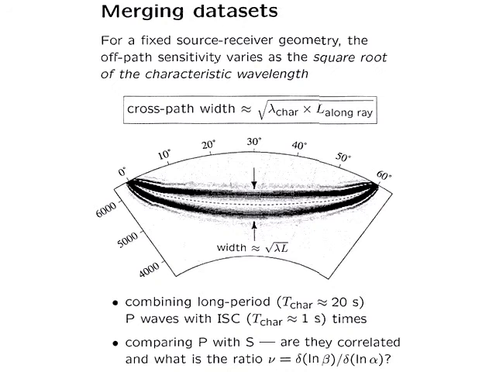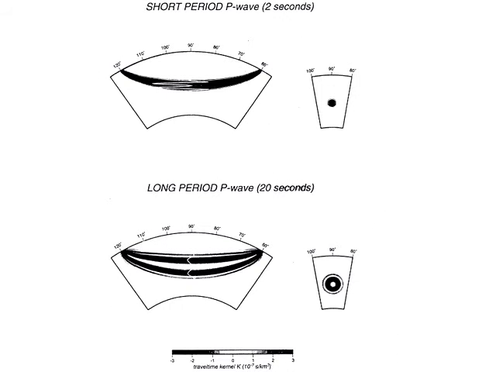And so here's a couple of examples. Here is, for example, what the sensitivity looks like if you have long period P waves, like the kind that Guy measures by cross-correlation, and you want to combine that with ISC P wave times. And you see that the ISC P wave times are about a factor of 10 or 20 shorter in period, and so the kernel is narrower by a factor of square root of 10 or 20.